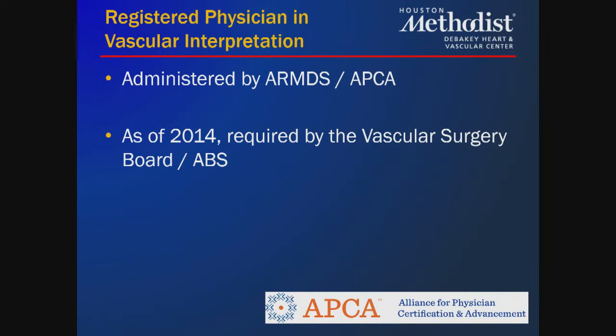And for those of you who aren't aware, there is a certification exam, the Registered Physician in Vascular Interpretation. This is administered by the Alliance for Physician Certification and Advancement. They're responsible for quite a number of imaging boards now, everything practically except for echo boards. And this has now become a requirement for the vascular surgery residents, so they're now required to certify an RPVI. I believe they still have a non-traditional pathway, and so it's an option if you guys do have some exposure to the vascular lab here.